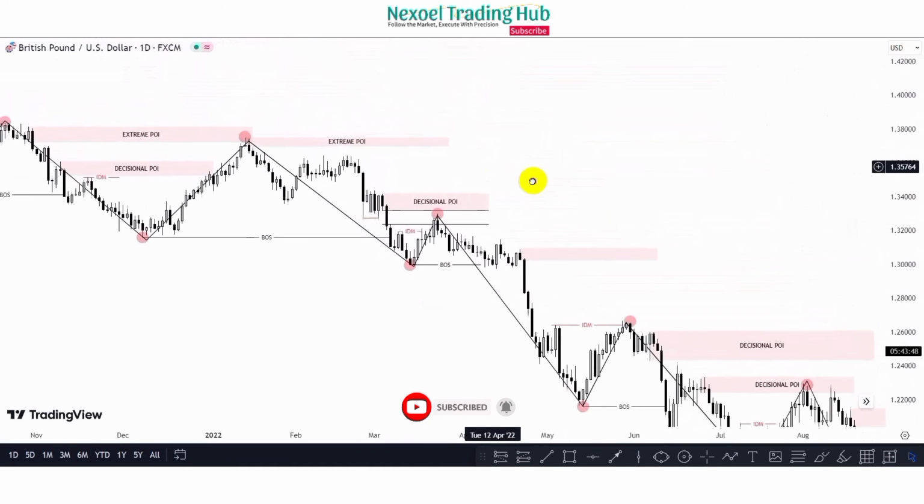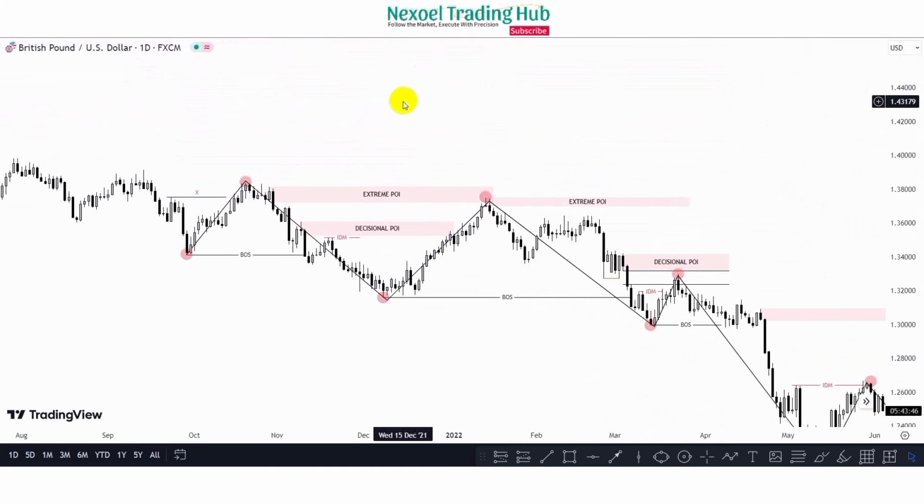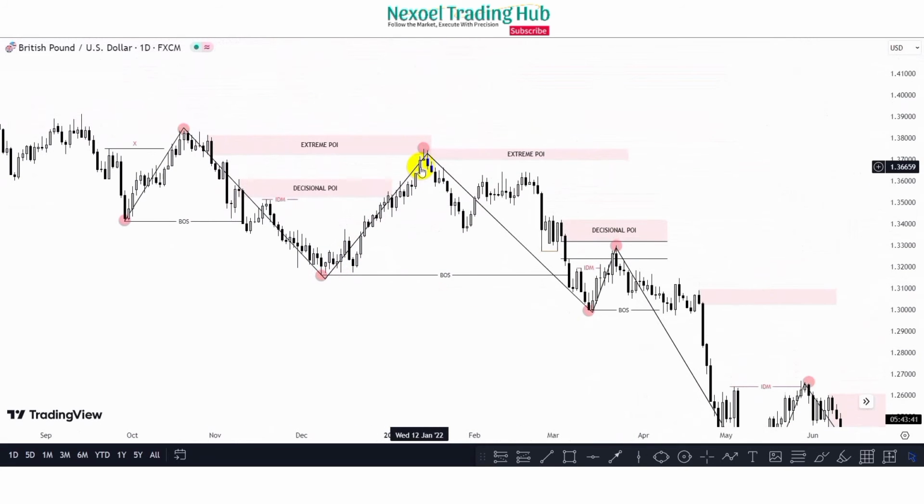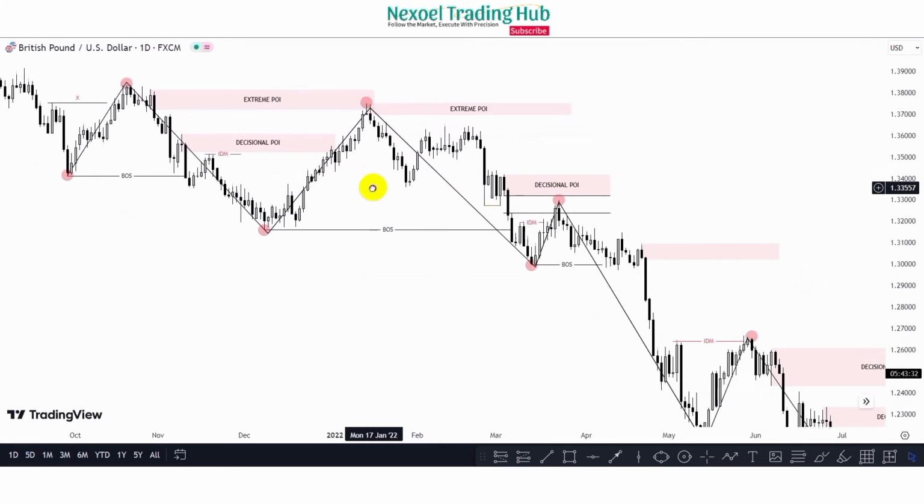So now when we drop to the lower time frame, you're going to be seeing that within this expansive leg move and also within the corrective leg move, you're going to be having a minor structure which actually serves as the internal range liquidity. So now let's drop to the 3-hour time frame.